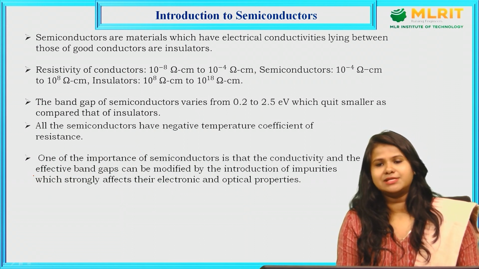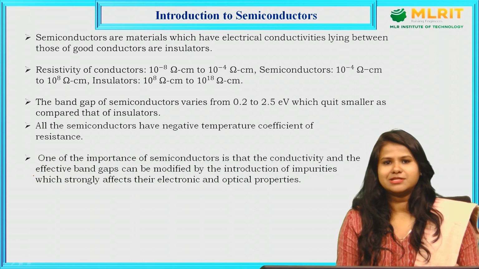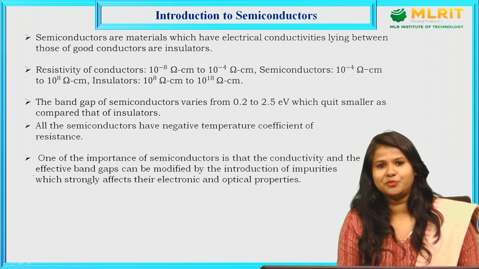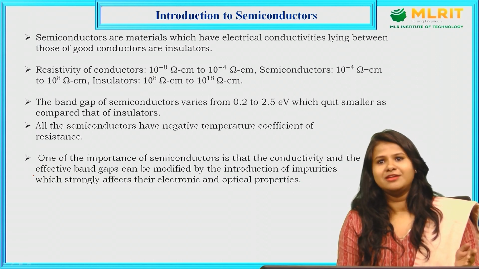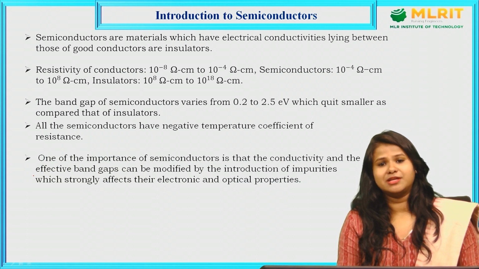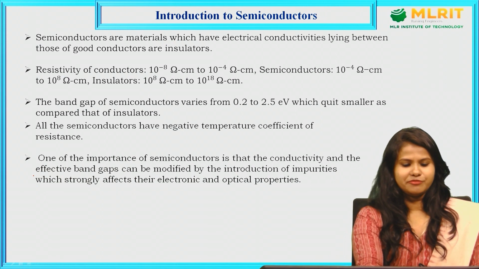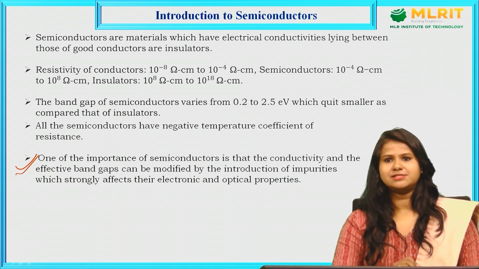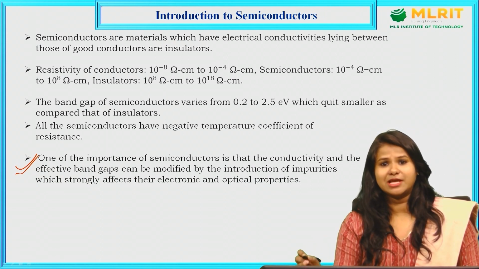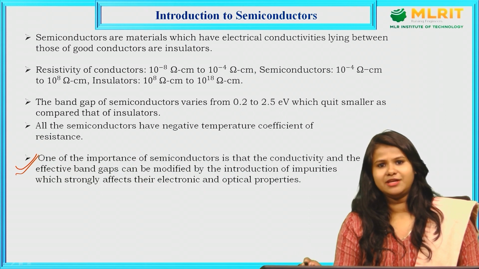But in the case of semiconductors, by increasing the temperature and adding impurity, we can modify the conductivity of the semiconductor. That means the conductivity will be increased. That's why we mostly use semiconductors in all semiconductor devices like the PN junction, LED, solar cell, and PIN photodiode. There we are using semiconductors.